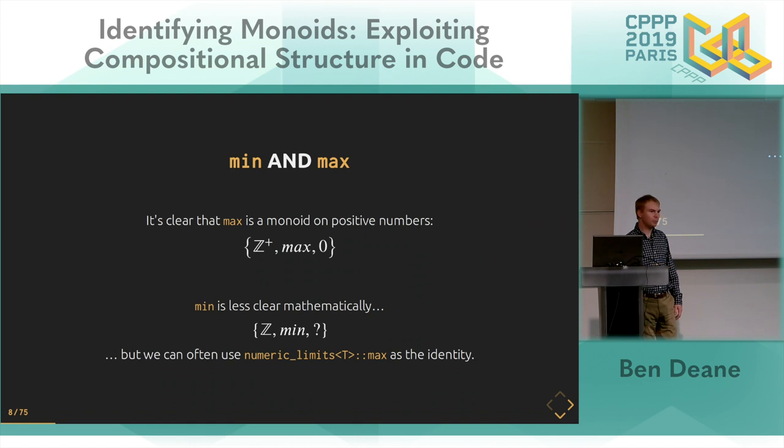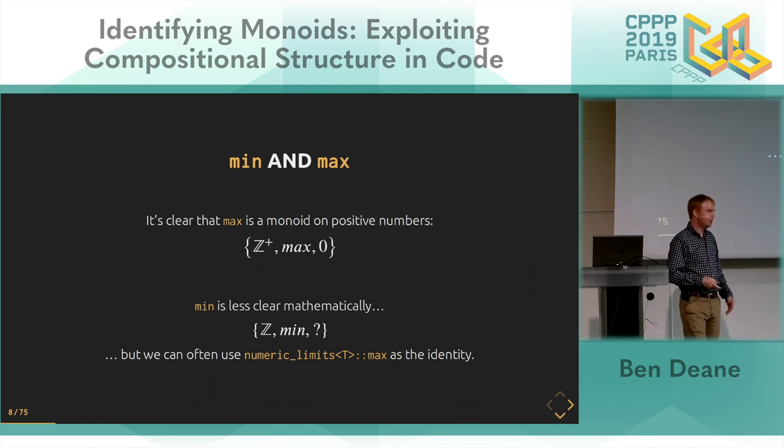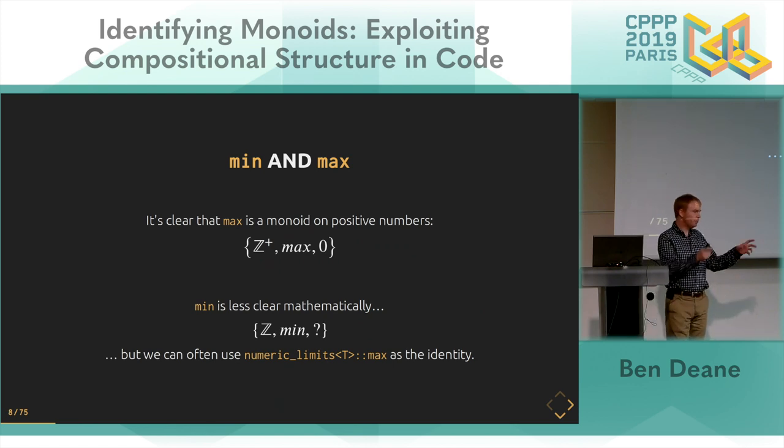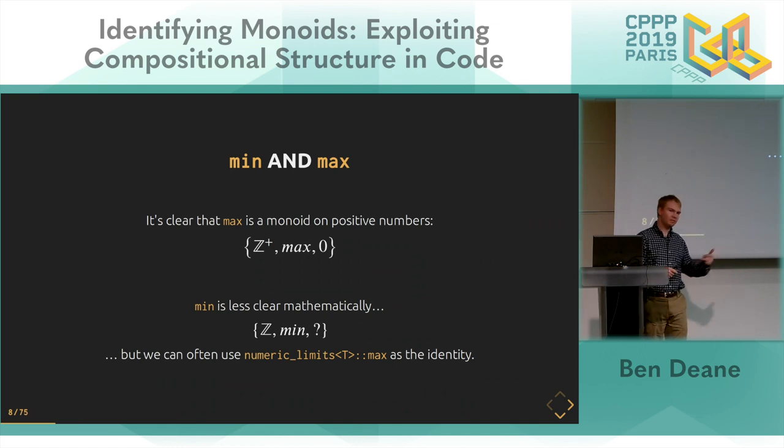Max and min are monoids, and it's easy to think about max on the positive integers because the identity is zero. It's harder to think about min because the identity, in a mathematical sense, is infinity, but infinity is not a number, really. But in C++, of course, we don't deal with infinities much. We can just use numeric limits max. And the mirror images of these, so negative integers and min, etc.